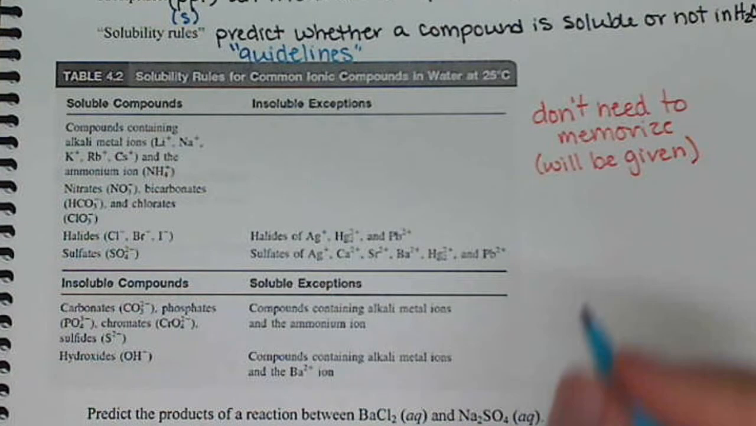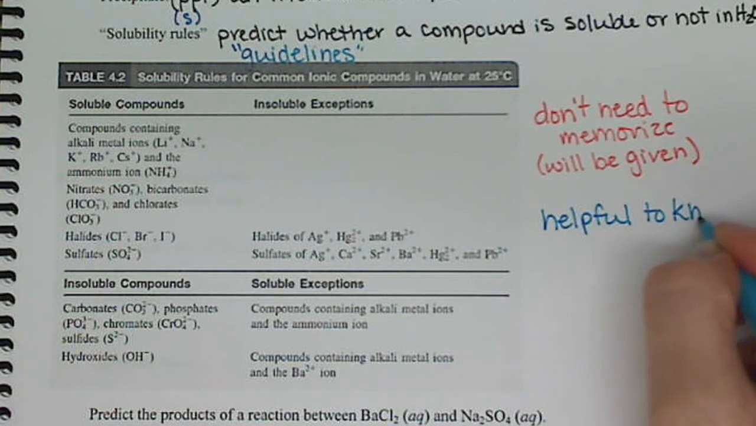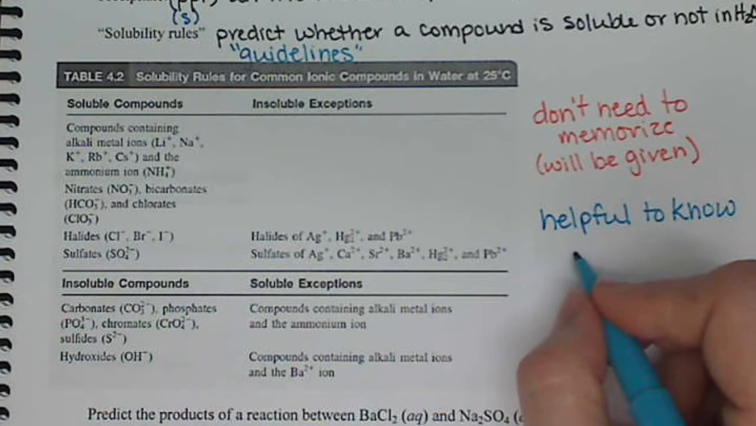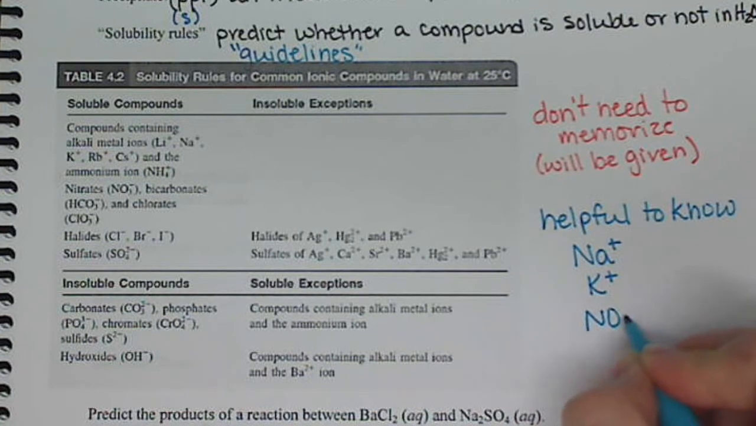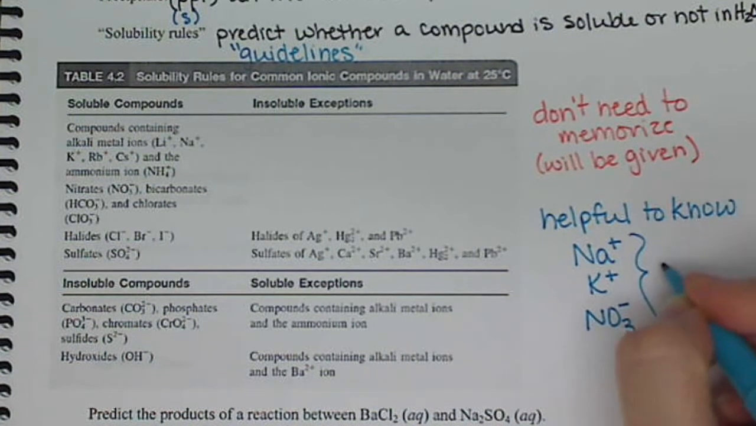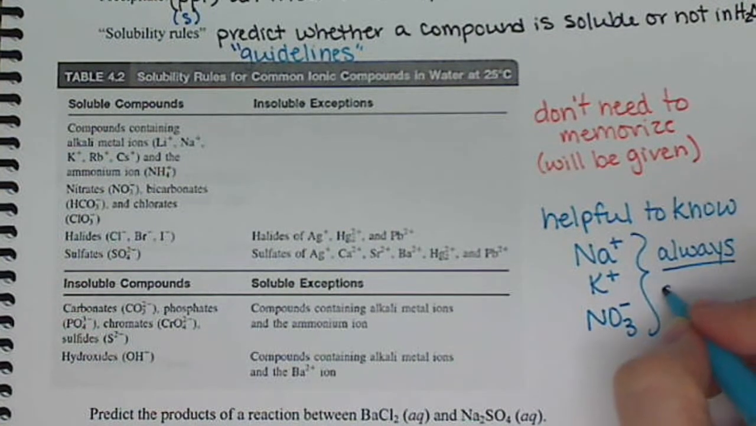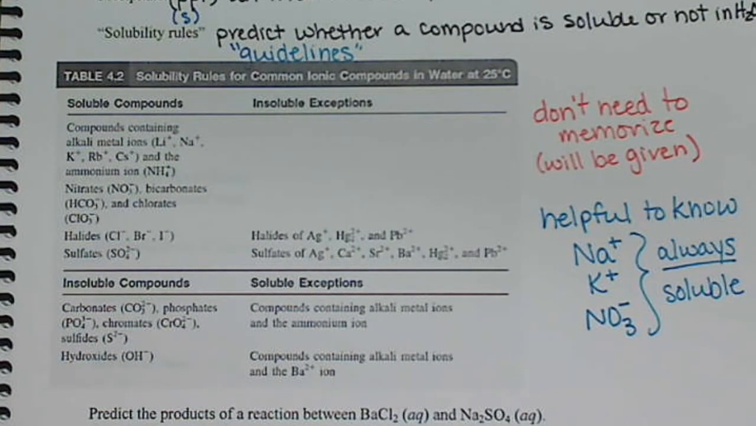However, I do have a suggestion: it is helpful to know that there are 3 ions that are always soluble. We have sodium ions, potassium ions, and nitrate. It doesn't matter what these 3 are paired with, they are always soluble in water. If you remember those 3, you have answered probably a majority of the questions that I can ask about solubility rules.